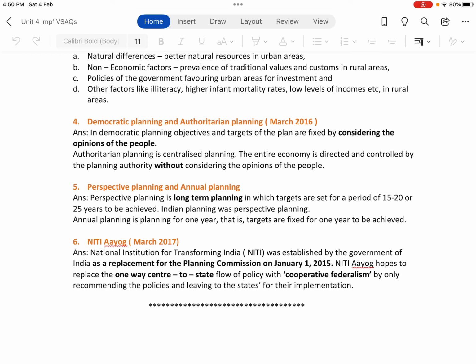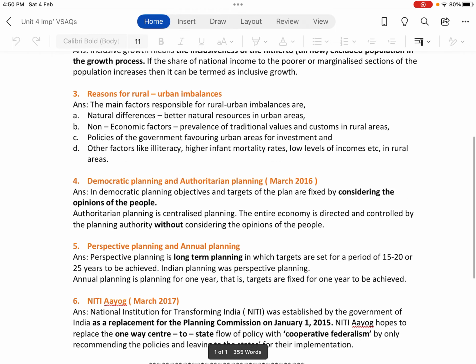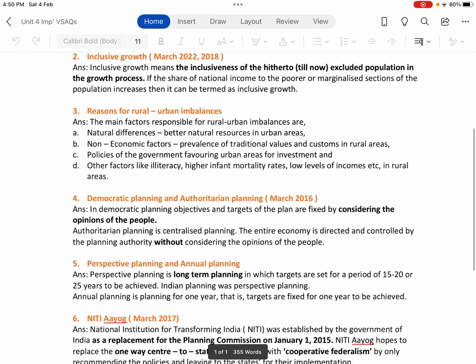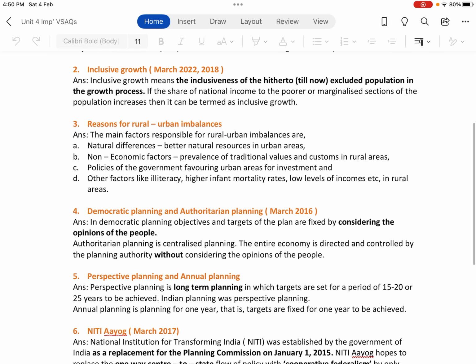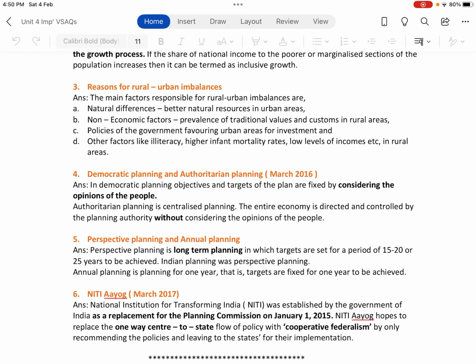Okay. So these are all the VSAQs in Unit 4, Planning and Niti Aayog. Okay. And you are getting 2 questions, 2 marks in this from this unit. So out of 6 questions, you are getting 2 VSAQs. Out of that, 1 is already there, you must have studied in the first unit. So out of the remaining 5 questions, you are getting 2 questions. So I think it's quite easy for you to prepare.